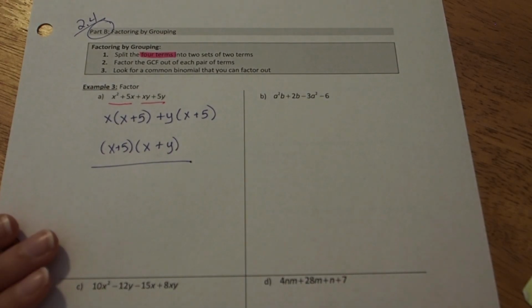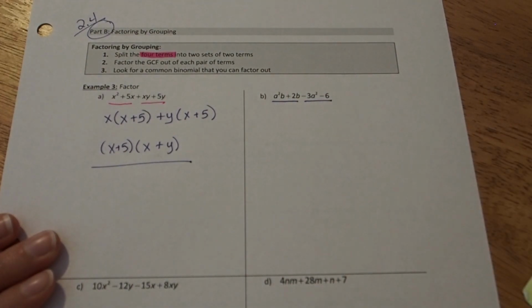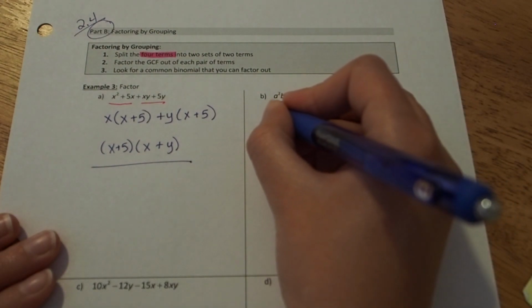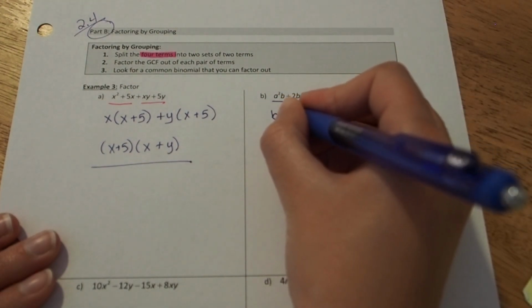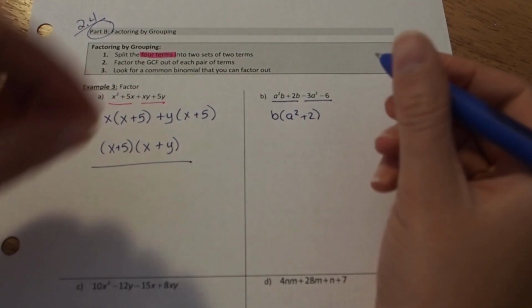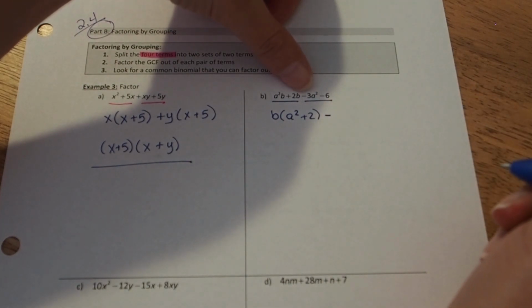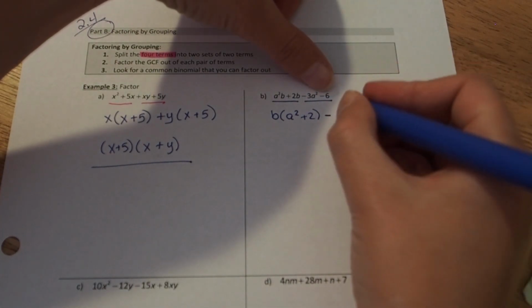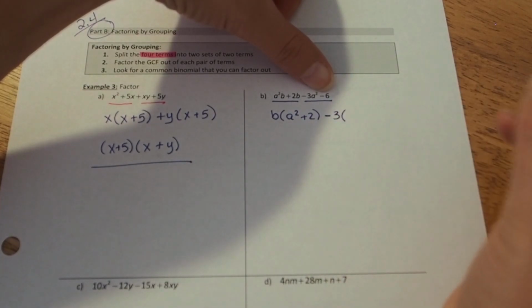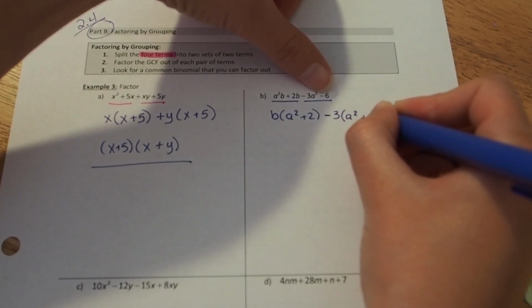Let's try it again. 2 groups. The first group, I've got a squared plus b plus 2b. Those have a b in common. If I factor the b out, I've got a squared plus 2 remaining. Next. Leading term is negative, so I always factor out the negative. Negative 3, a squared, negative 6 have negative 3 in common. So divide out negative 3. I'm left with a squared, and a negative 6 divided by negative 3 is a positive 2.